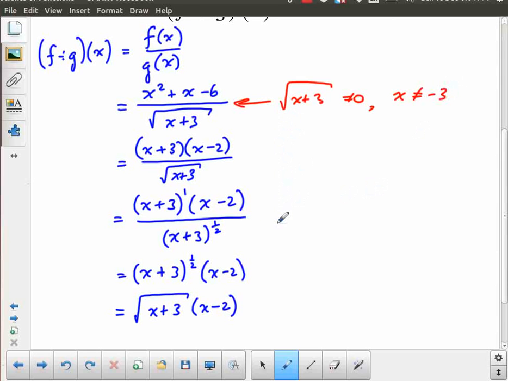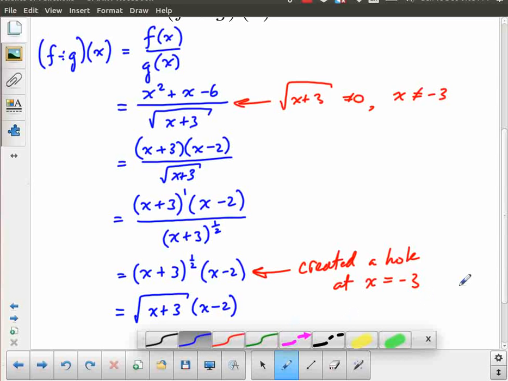When we worked through here and got this common factor of square root of x plus 3, when we got to this point, what we had done was we have created a hole at x equal -3. So if you're graphing this and you're asked to do a graph, you could actually find the coordinates of this hole, and you could put that on your graph. Now, we're not doing anything like that. I just wanted to point that out to you.